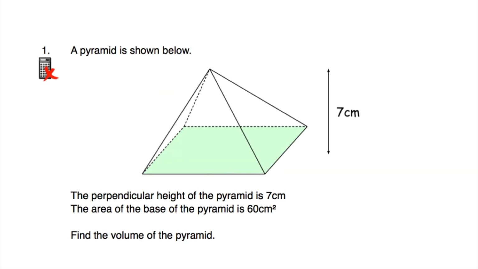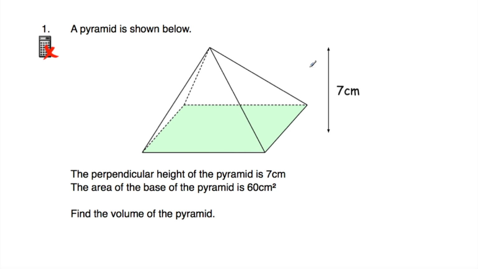Okay, question number one. We're told that here's a pyramid, and the perpendicular height of the pyramid is 7 centimeters, and the area of the base of the pyramid is 60 centimeters squared. We've been asked to find the volume of the pyramid. So the volume of a pyramid is equal to a third times the area of the base times the perpendicular height.